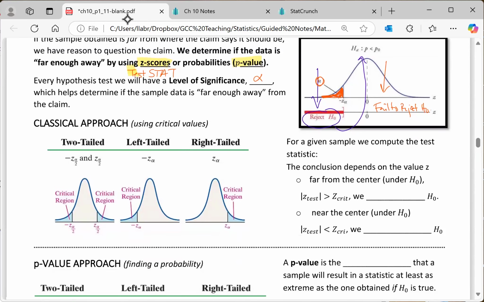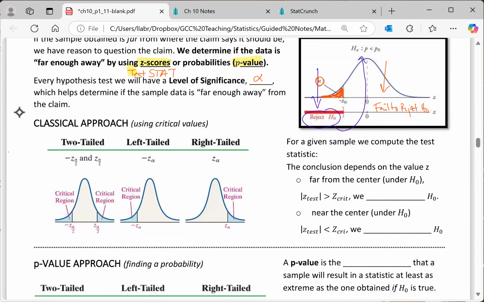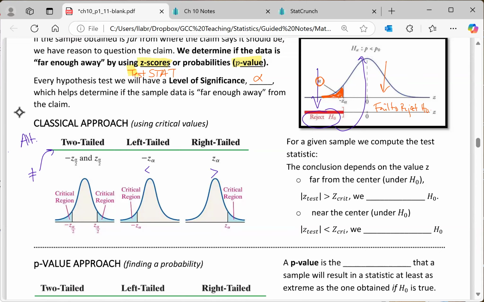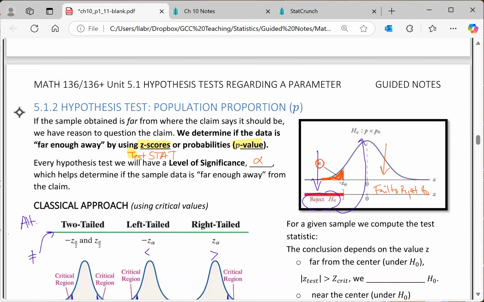All right, let's go ahead and summarize what we have already seen, and that's the classical approach. The classical approach essentially says, depending on the alternative, if the alternative has a not equal to, we already know that's a two-tailed test. It's a left-tailed test if there's a less than, and if there's a greater than, we'll have a right-tailed test. Then we say, okay, here is my critical region. This is the point at which samples will become unusual if they land in this blue region.